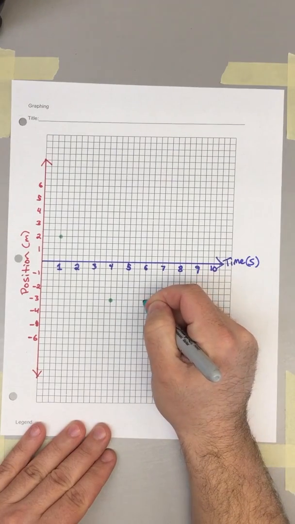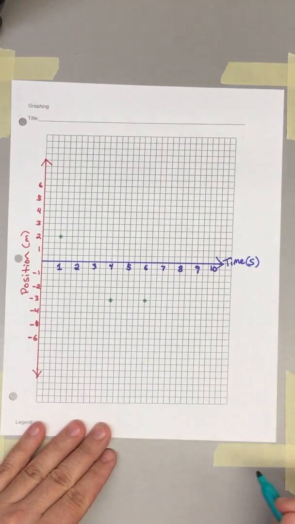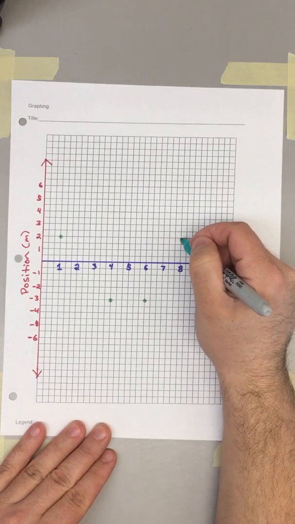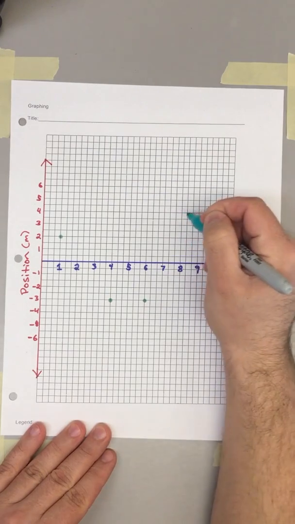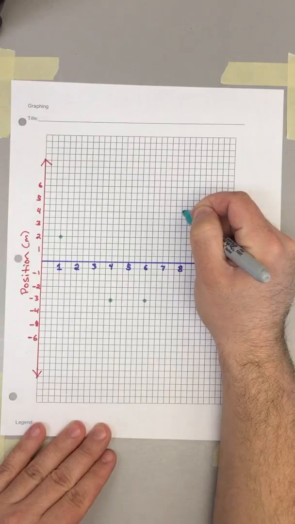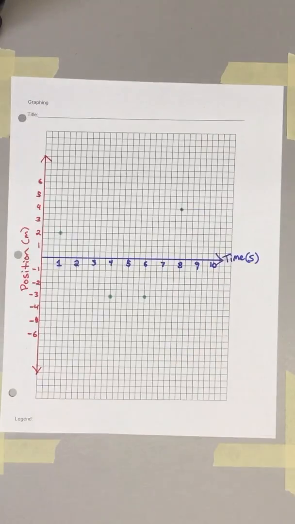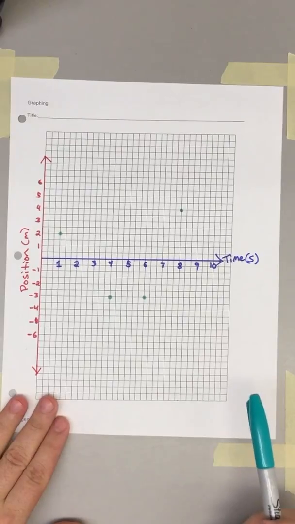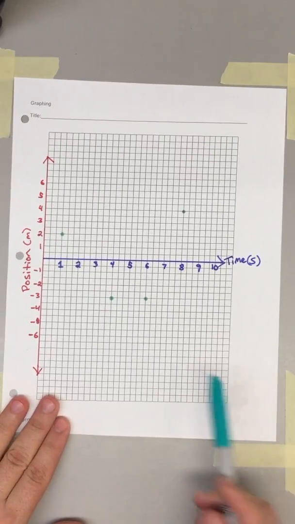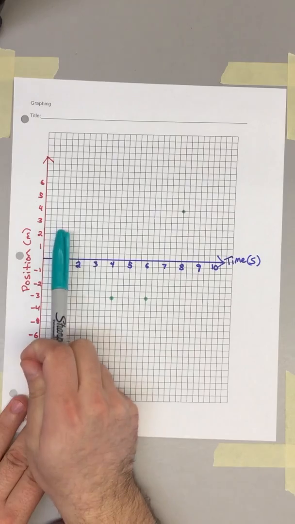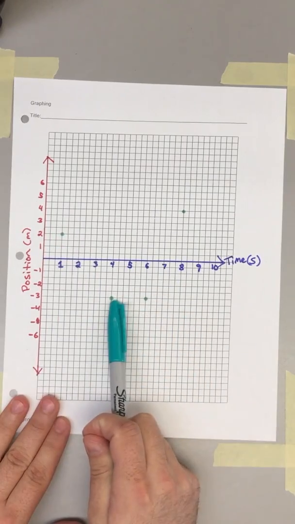We could be in the same position at 6 seconds. Maybe we went back over and at 8 seconds, we ended up at position 4. Being that position time graphs tell you where you are at certain times. At 1 second, you were at 2 meters. At 4 seconds, you were at -3, and so on.